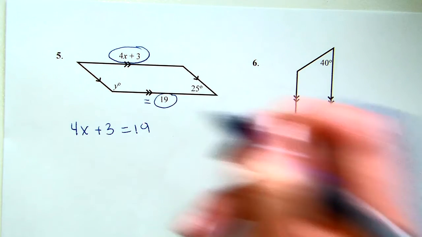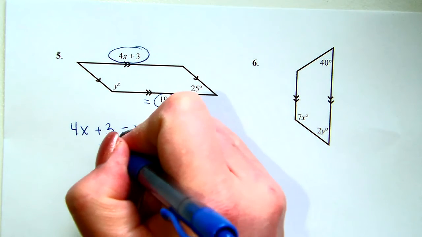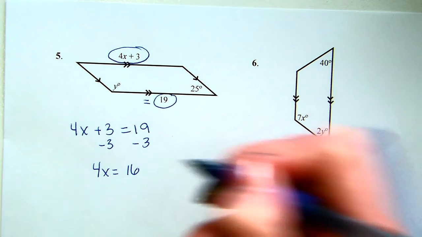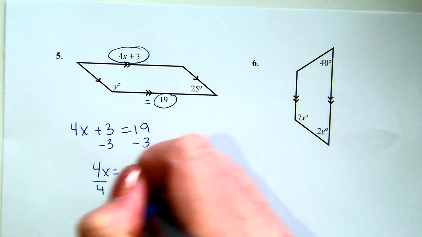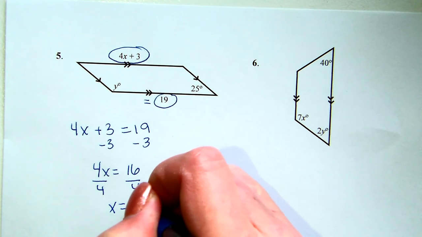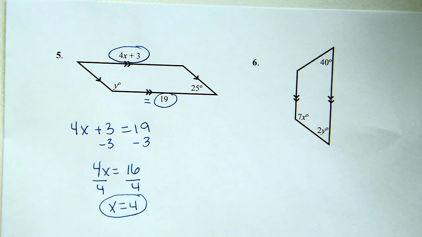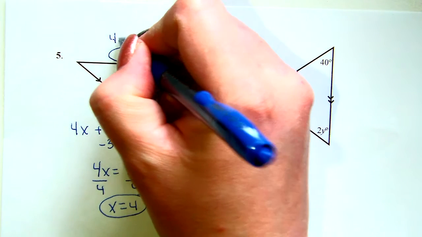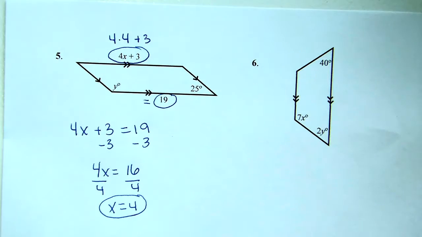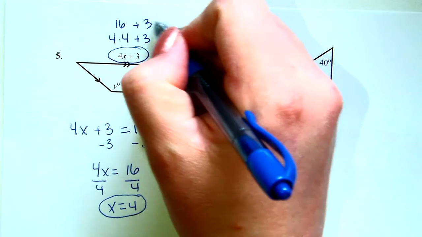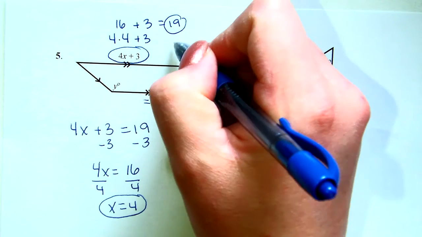I'm going to minus the 3 from both sides, giving me 4x equals 16. I'm going to divide by 4, and that's going to give me x equals 4. Now, I'm going to circle it, and there we go. The x in 4x plus 3 is 4. Now, I can double check this by plugging it in: 4 times 4 plus 3. 4 times 4 is 16. 16 plus 3 does give us 19. And that's what this side should be, because once again, they should equal each other.